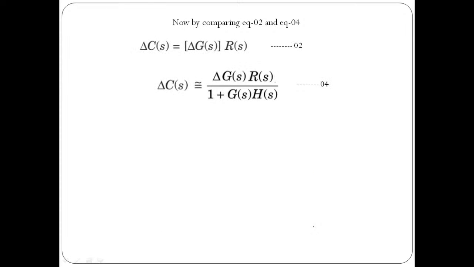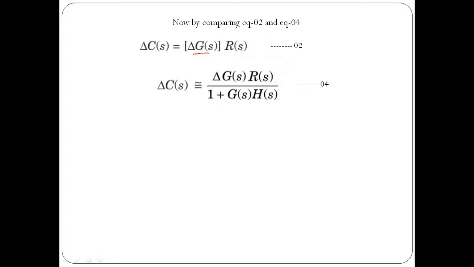If you compare equation 2 and equation number 4, equation number 2 indicates how the output of open loop control system is going to change if you change the forward path gain. And equation number 4 indicates how the output of closed loop control system changes if you change the forward path gain. So now from equation number 2 and equation number 4, which one is more?